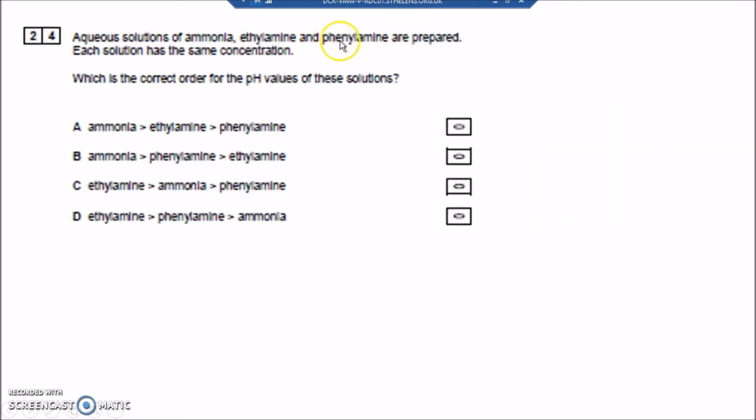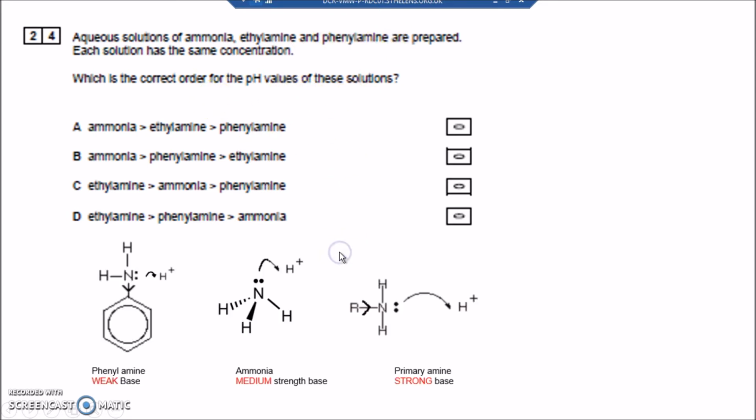Aqueous solutions of ammonia, ethylamine and phenylamine are prepared. What's the correct order for the pH values of these solutions? Let's have a look at phenylamine. You're looking at the availability of the lone pair on the nitrogen. You wouldn't say this in an exam, but you could ask whether it is a large or small lone pair. The correct way of saying it is the more available the electron pair. The more available, or larger, the electron pair, the more likely it is to react with an H+ and act as a nucleophile by donating the pair of electrons.